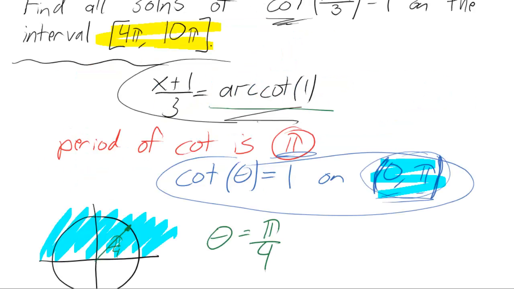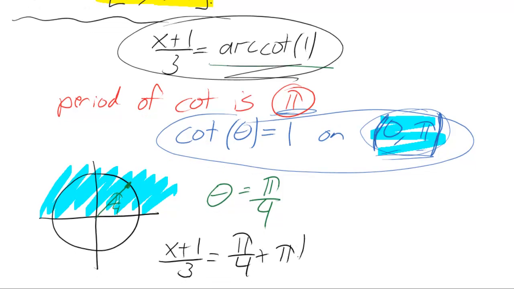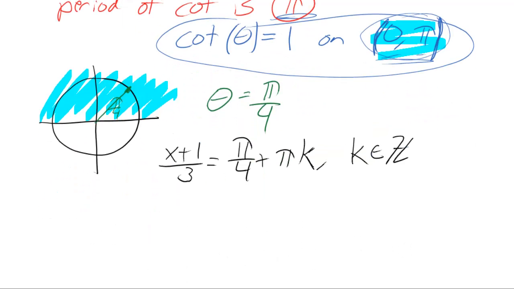So what do we have? We're going to go from here and find that x plus 1 over 3 has to equal pi over 4 plus pi k, where k is any integer. Now a couple of things to note here. Why did I choose pi here and not 2 pi? Well, it's because the period of cotangent is pi, not 2 pi.